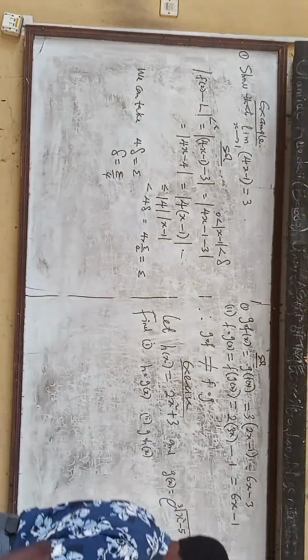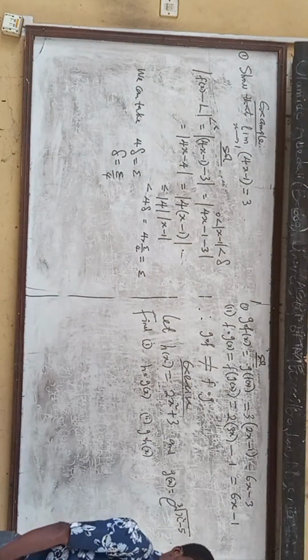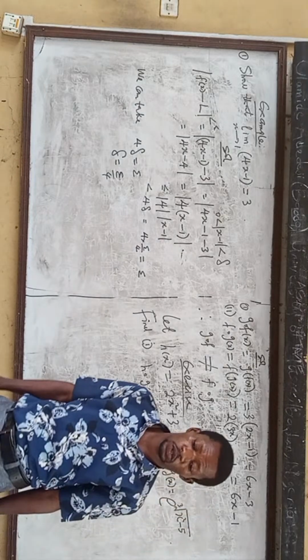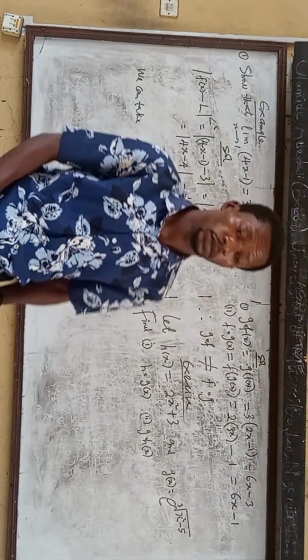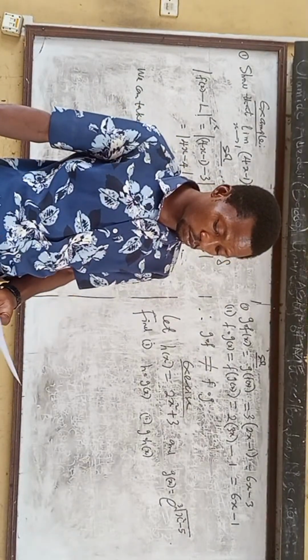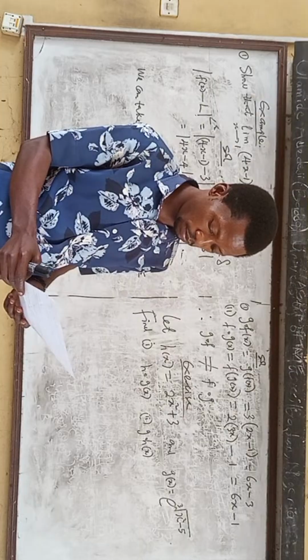By definition. It has to be less than epsilon. By definition, so you are solving that by definition. Are we okay? I will give you more examples.